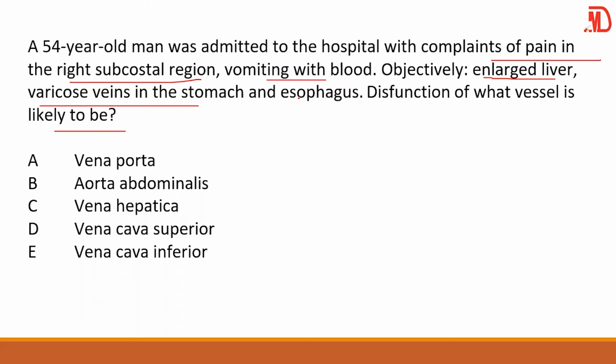So it basically carries blood from the GIT, the gallbladder, the pancreas, and the spleen to the liver. So over here, we can be looking at the hepatic portal vein, also known as vena porta. So your answer is A, vena porta. All right.